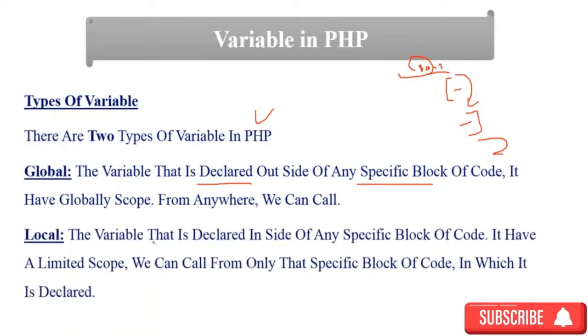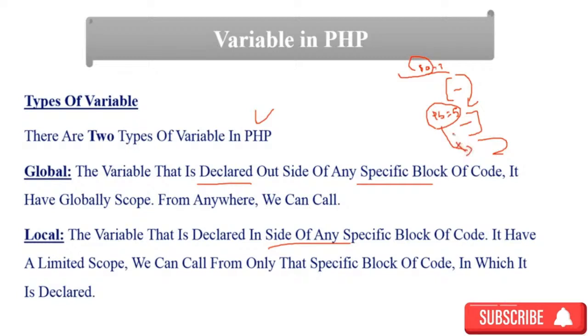So a local variable is a variable that is declared inside of any specific block of code, and it has a limited scope. We can call it only from that specific block of code in which it is declared. For example, I declare a variable with the name b and its value is 5. Now in this case it has a limited scope, not a global scope, because this variable belongs to this specific block of code. I cannot use this variable outside of this specific block of code.